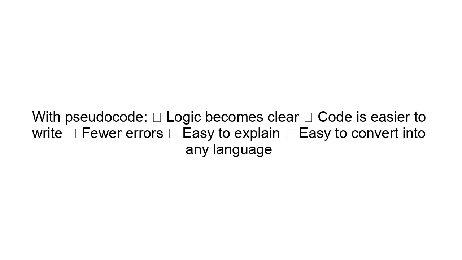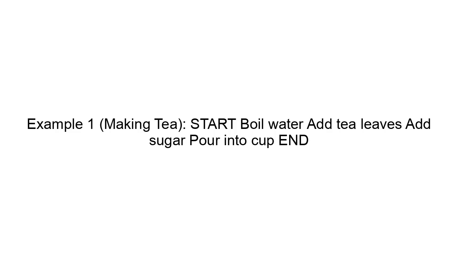Real-life examples of pseudocode. Think of pseudocode like an instructions memo. Example 1: Making tea. Start. Boil water. Add tea leaves. Add sugar. Pour into cup. End. Example 2: Check age.